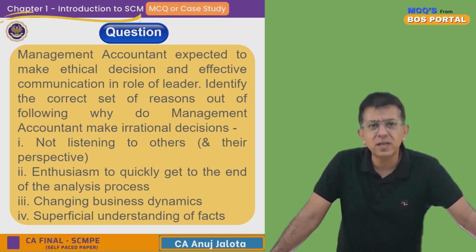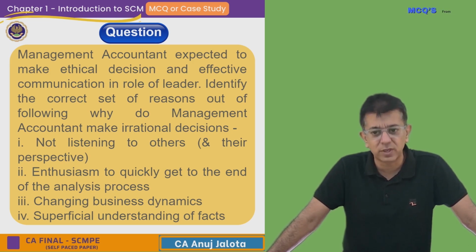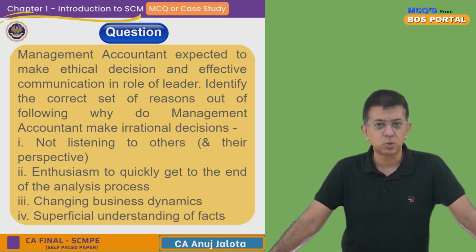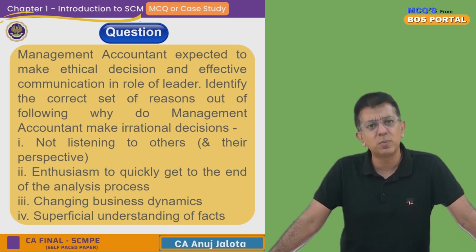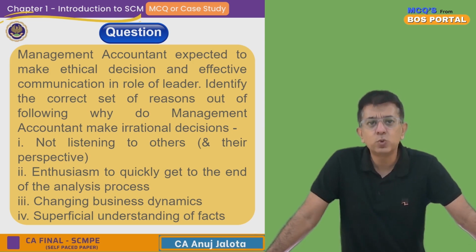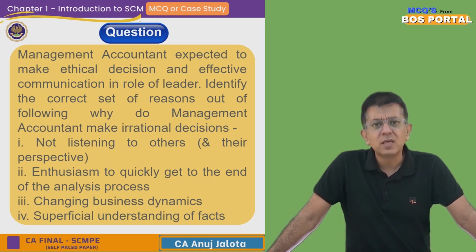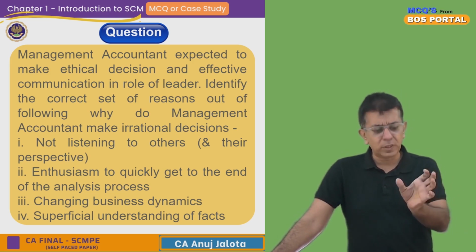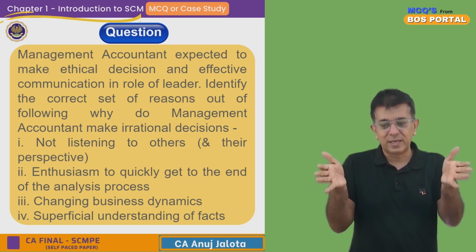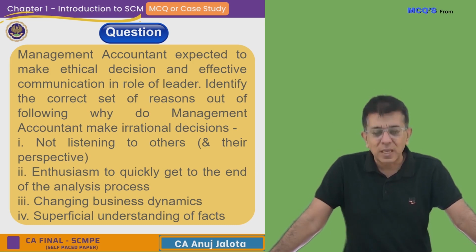First, not listening to others and their perspectives. Now this is one problem that happens with many leaders, especially those guys who think that they are leaders but actually they are not. You should always try to listen to others and then try to make a proper decision. So this is one of the reasons that people will make irrational decisions. Second, enthusiasm to quickly get to the end of the analytical process. Now this is one of the very big reasons, I think. You don't want to be understanding the complete process. You want to be directly thinking, this entire thing means this, no? So let's try to conclude at this. So this is one problem that happens with many of the management accountants.